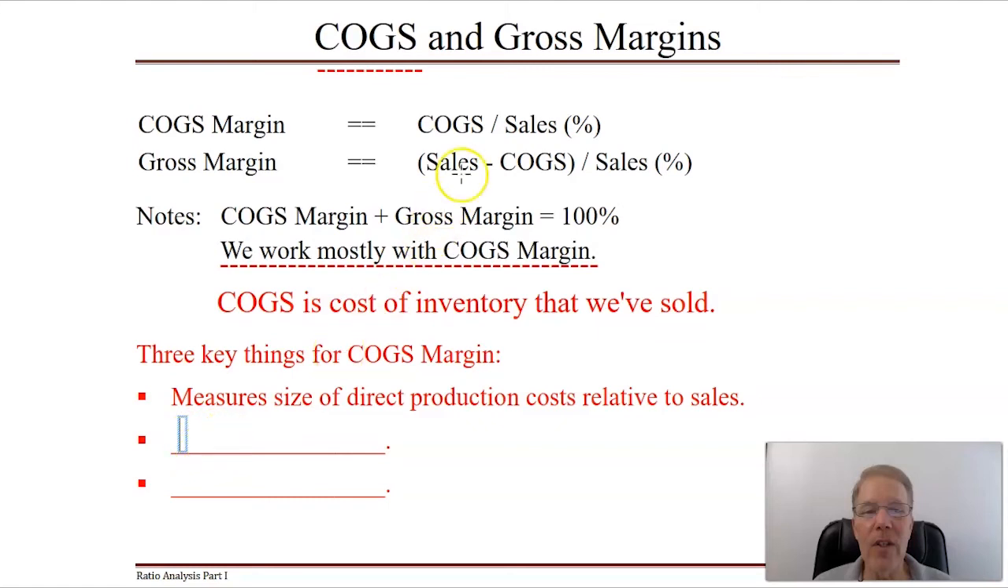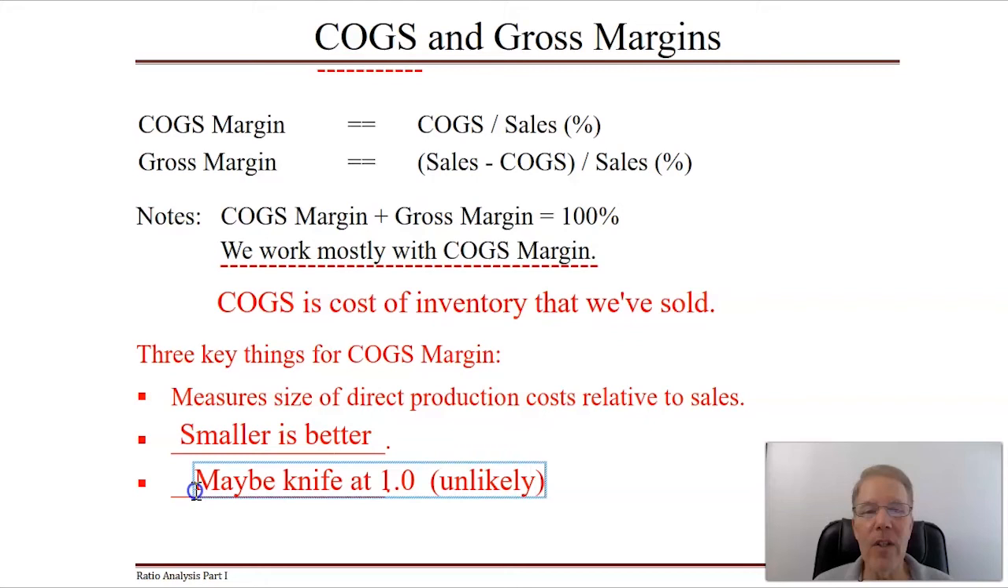Okay, so is bigger better, smaller better? Just hold that denominator constant. If our COGS expense goes up, ooh, that's bad, right? So we want smaller to be better. And I guess we could sort of say maybe a knife edge at 1.0. I say maybe because it's unlikely that we're going to get there. If your cost of goods sold expense is the same as your sales, you're probably in the wrong business, or you're doing an extraordinarily bad job at managing your operations.